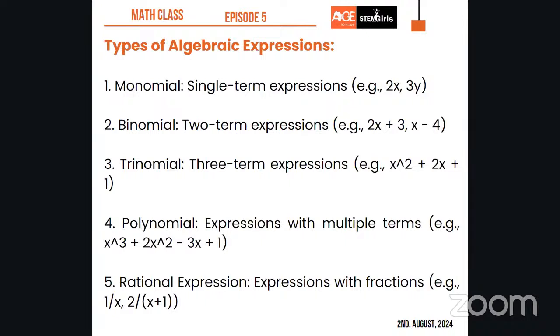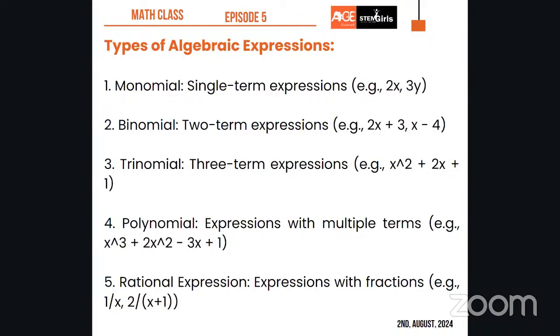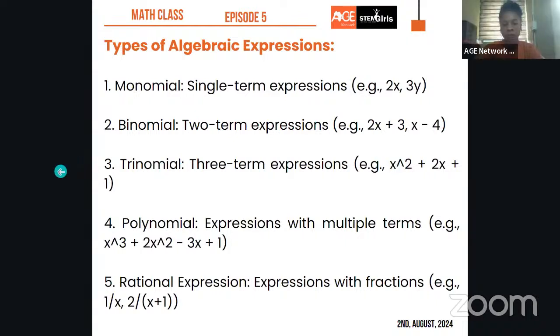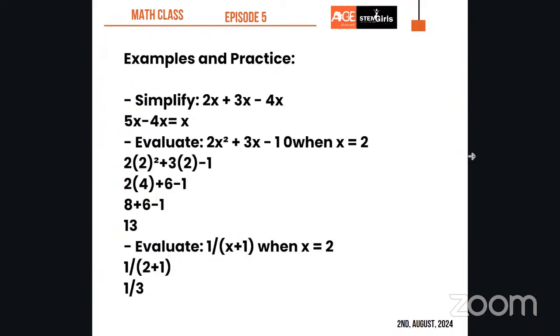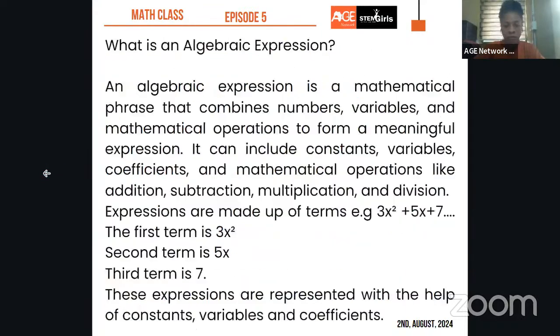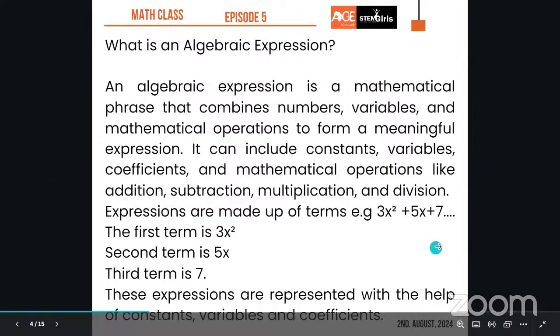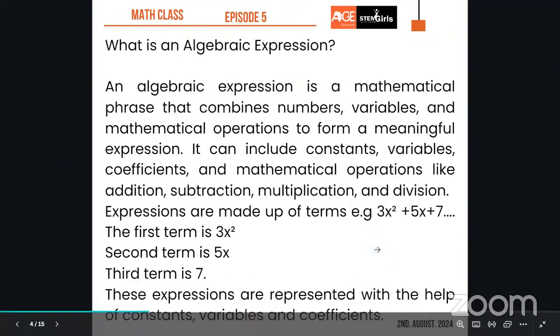Then coefficients are the numbers attached to the variables. Let's look at the first example that I gave: 3x squared plus 5x plus 7. That is from the second slide. Can we go to the second slide, please? Thank you.